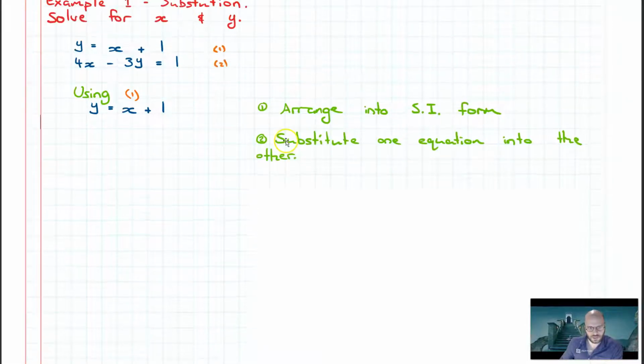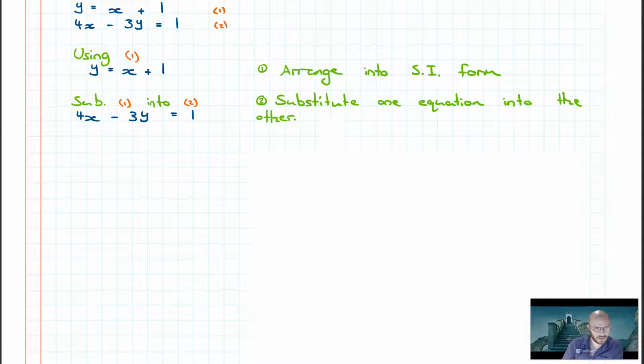What we're going to do is substitute, in our instance, equation 1 into equation 2. This is going to look as follows. I'm going to start off by simply stating my equation 2. This is 4x minus 3y equals 1. And then I'm going to use the word let, and I'm going to let my y equal x plus 1, which is the same as my equation 1.